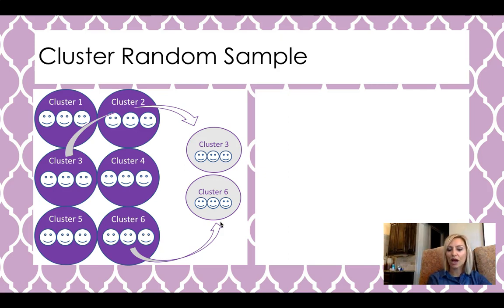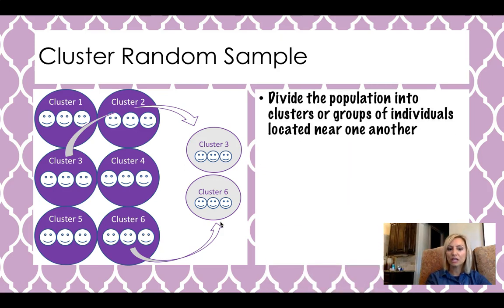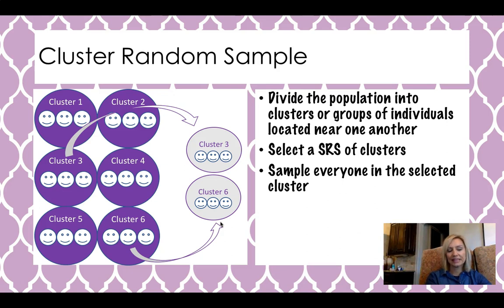We could again do this with our high school example. In a cluster random sample, the population is usually already divided for us into clusters or groups of individuals located near one another. Zip code, street you live on, class period that you share at a high school, some sort of cluster or group of individuals, or again, like we said, assembly line at a plant. We randomly select clusters based on a simple random sample. Here we could have numbered the clusters from 1 to 6 and randomly selected 2 clusters that are unique using a random number generator. Then we sample everyone in the selected cluster.